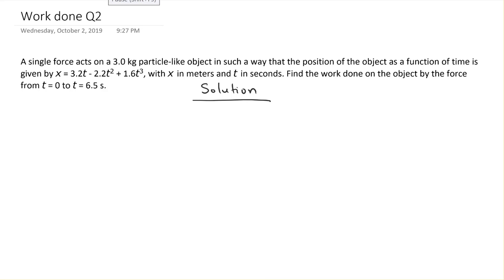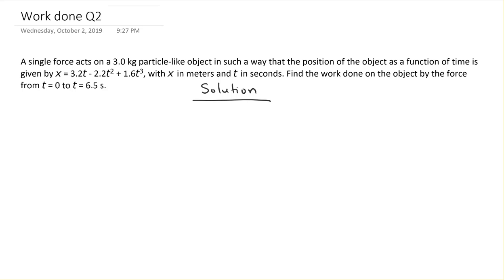Here we have a single force acting on an object of mass 3 kg. The force acts on the object such that the position of the object as a function of time is given by x equal to 3.2t minus 2.2t squared plus 1.6t cubed, where x is in meters and t is in seconds. We are required to find the work done on the object by the force from time t equal to 0 to t equal to 6.5 seconds.